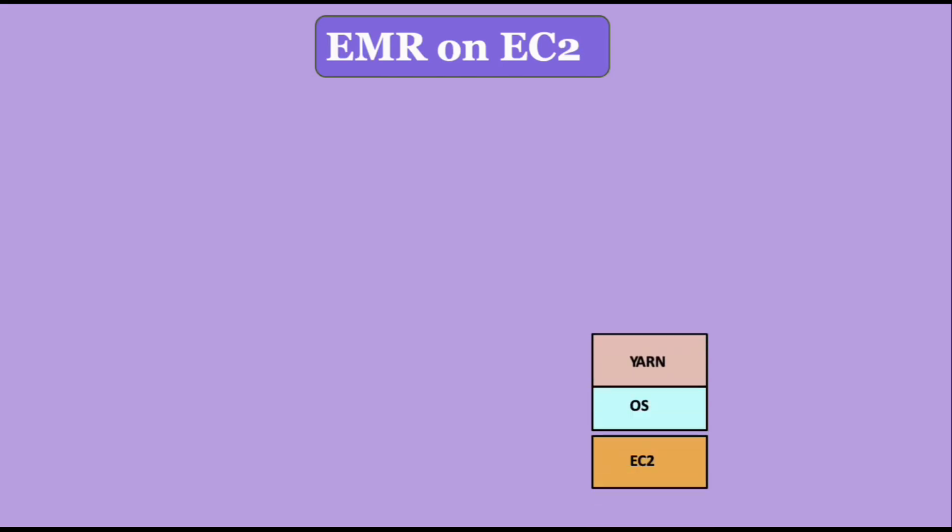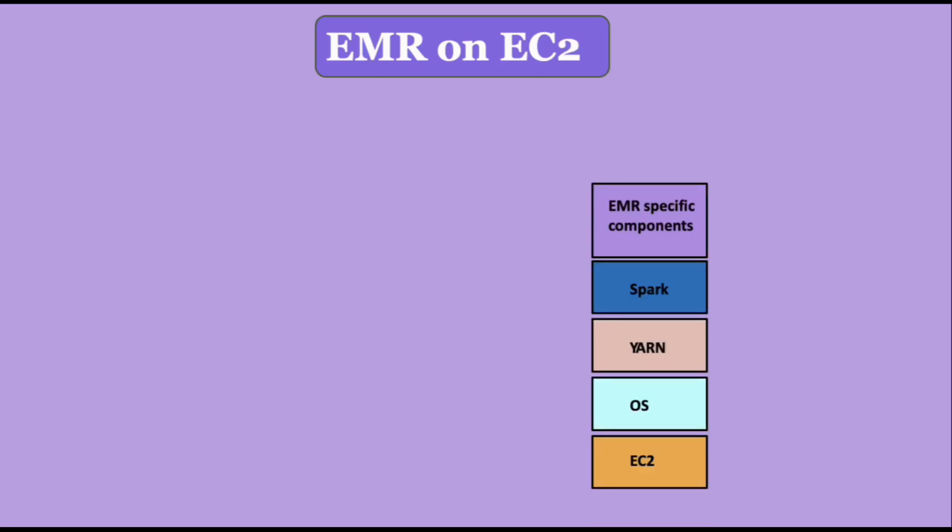Now, before we go further, let us first understand how EMR and EC2 works. Let us say we have EC2 instances, then we have an operating system on top of it. Then we have Yarn, which is the open source big data framework scheduler for resource management. And then we have the Spark runtime on top of Yarn. Then we have any specific EMR components that are required. And finally, we have applications and the dependencies. This is a typical tech stack when you run the applications on EMR and EC2.